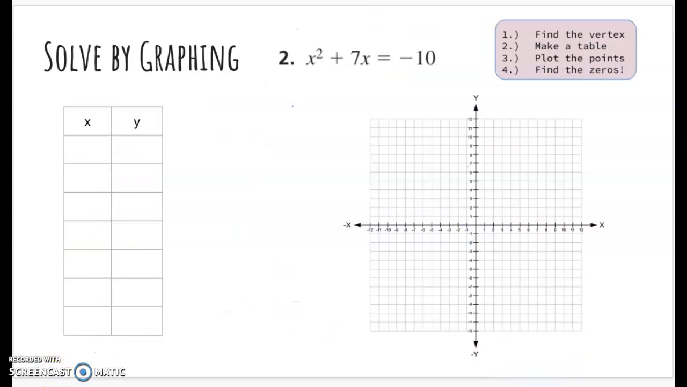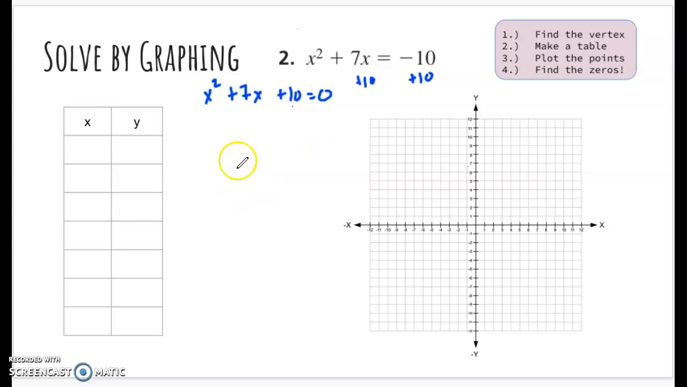All right, so next I want to try graphing this quadratic x squared plus 7x equals negative 10. I have to find the vertex, but right now I don't have any forms. So the first thing that I need to do is I need to get this into standard form. So I'm going to add 10 to both sides of my equal sign. So I have x squared plus 7x plus 10 equals 0.